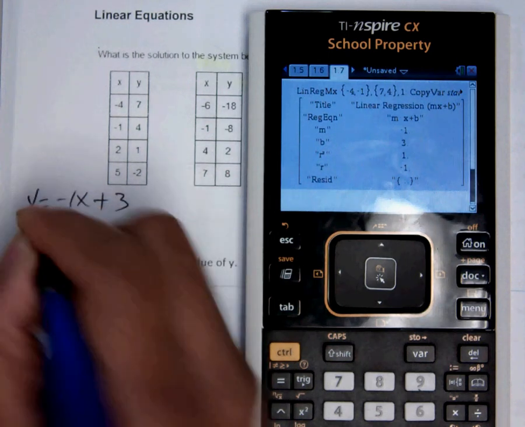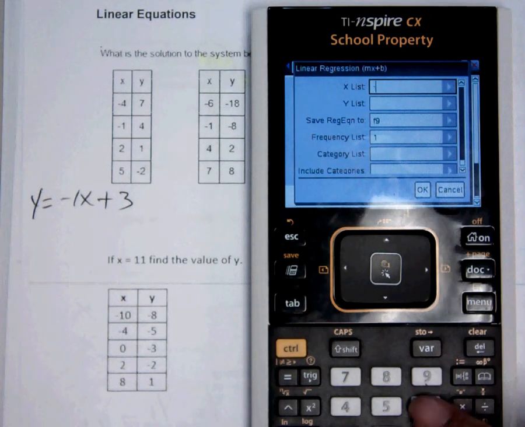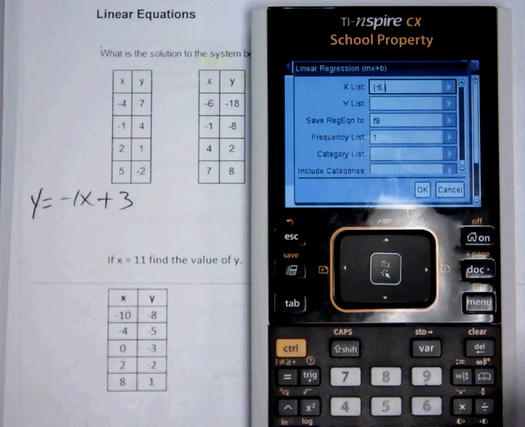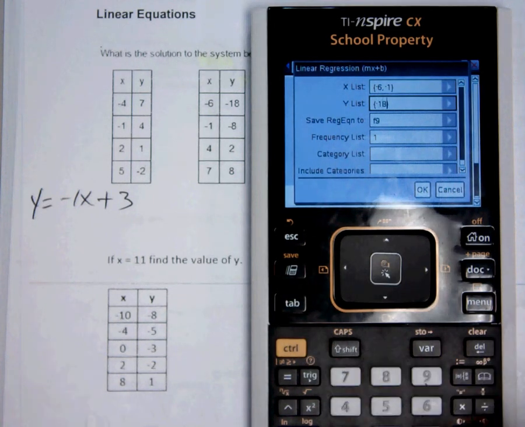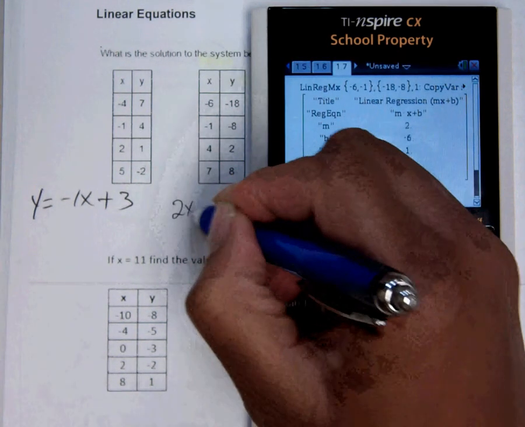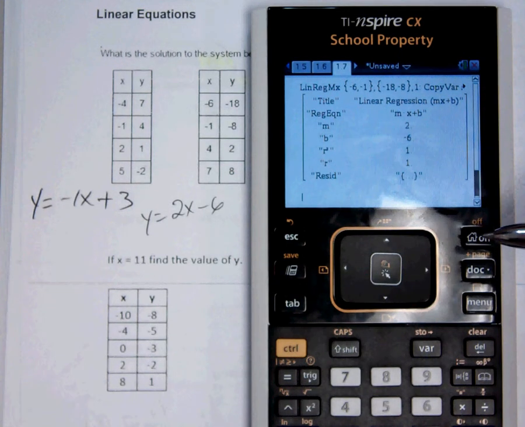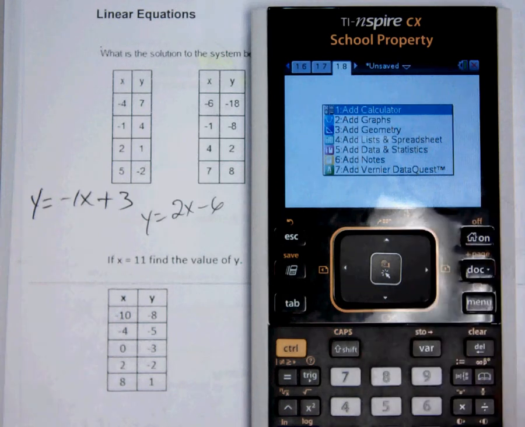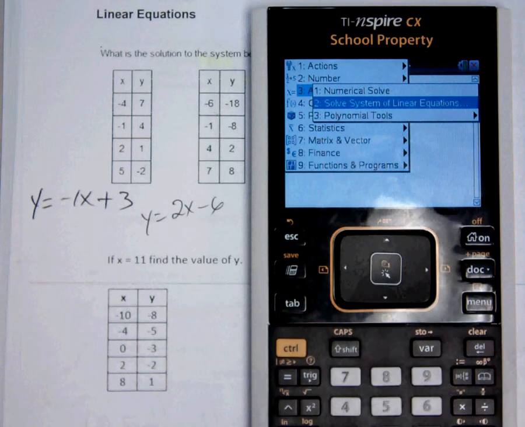That gives me negative 1x plus 3. Okay, menu 613 for the second one. Negative 6, forgot my squiggly lines. Negative 6, comma, negative 1, and then negative 18, comma, negative 8. That gives me 2x minus 6. So now I have both equations, and I go to the graphing screen or the calculator screen and do menu 3 because I'm in algebra, and 2, solve the system.